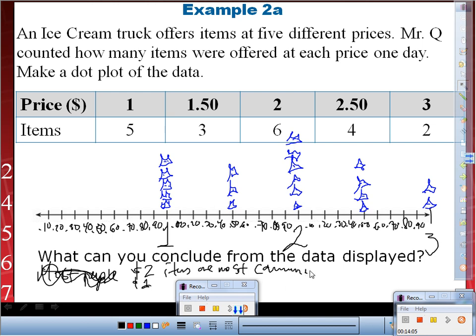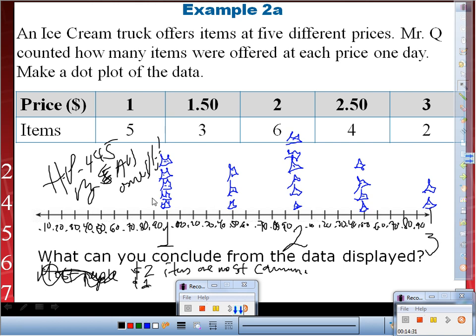Show me how comfortable you are with the dot plots. Yeah, we got this, yeah? So our homework for tonight, page 445. There is tutoring. If I don't see you guys tomorrow, enjoy your homework.